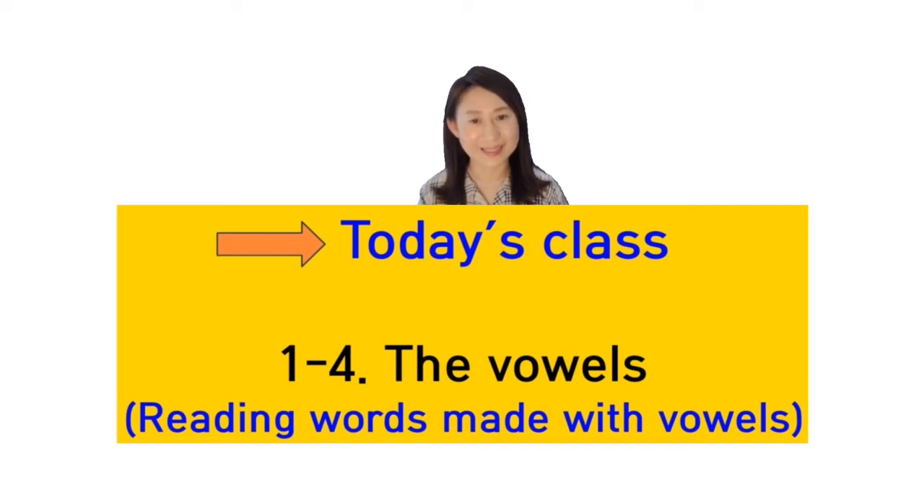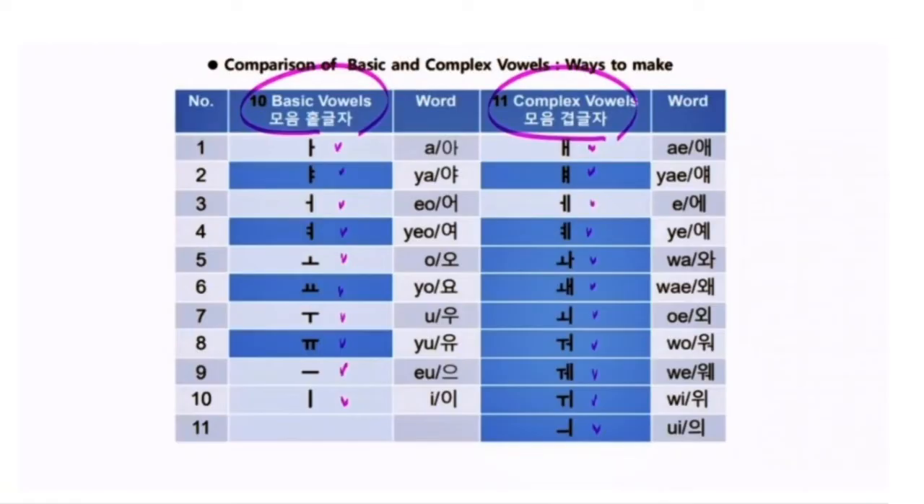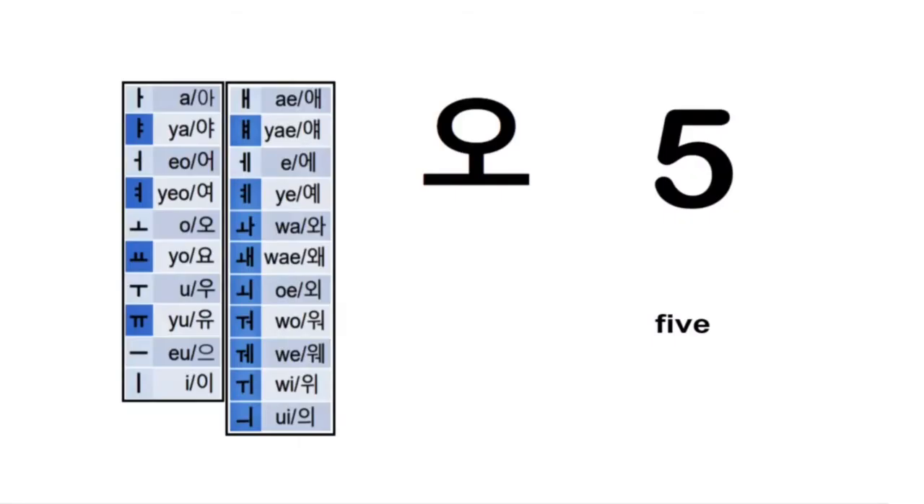Today's class is the vowels. Let's enjoy! Last time, we learned the pronunciation of vowels. Then, now we can read words made with vowels. Look at this. These are 10 basic vowels and these are 11 complex vowels.